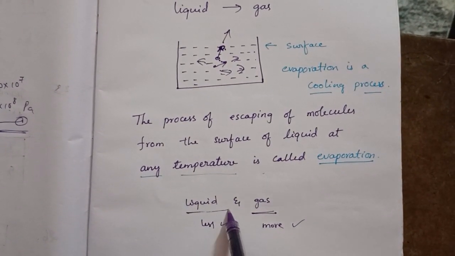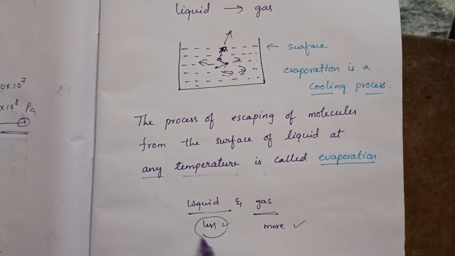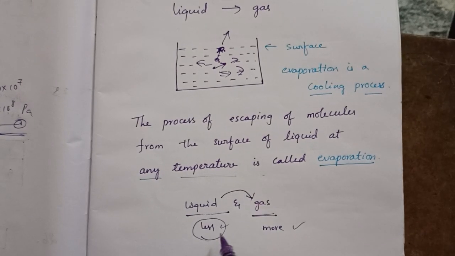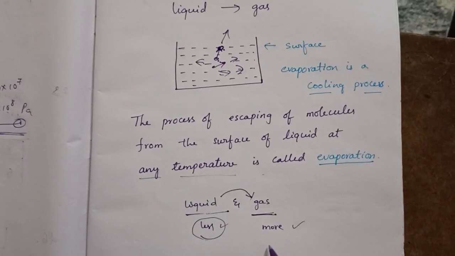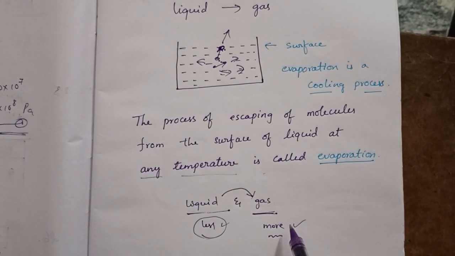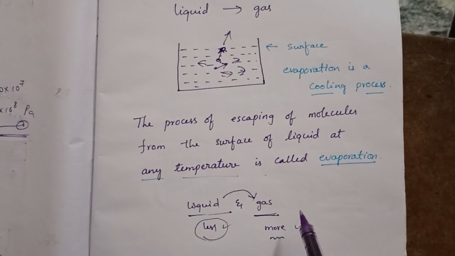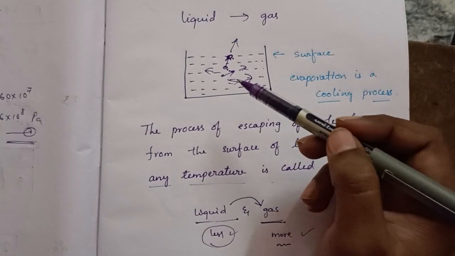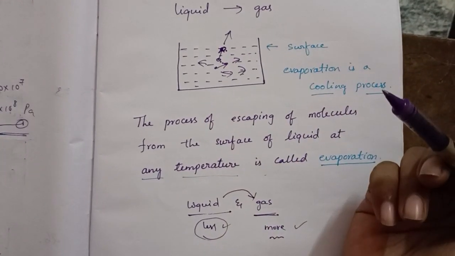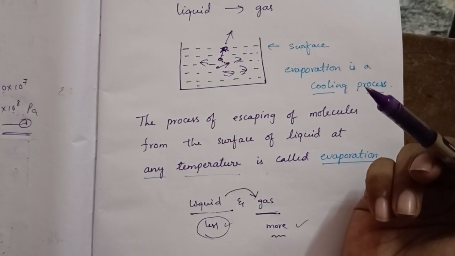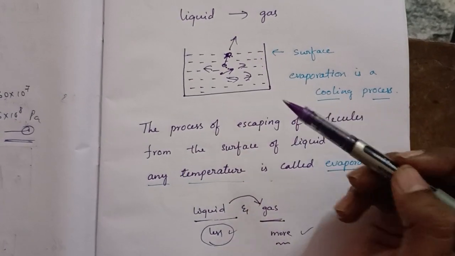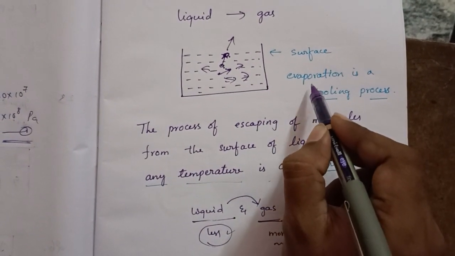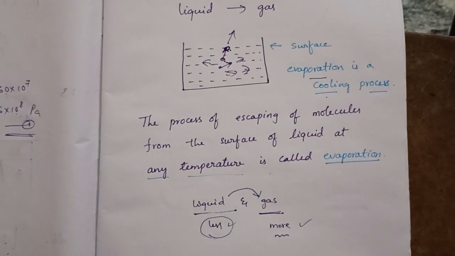Initially it is in the state of liquid, it has less heat energy. After converting into gas, it requires more heat energy. Whatever it requires extra will be taken from the surroundings. So the surrounding heat energy is removed. That's why the surrounding temperature is reduced. That's why we can say evaporation is a cooling process.